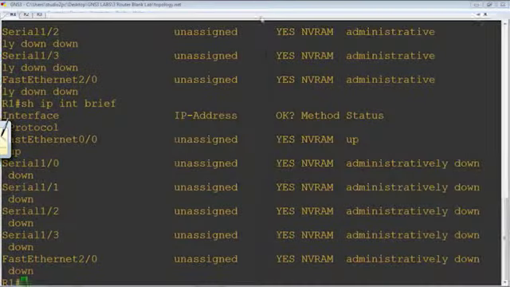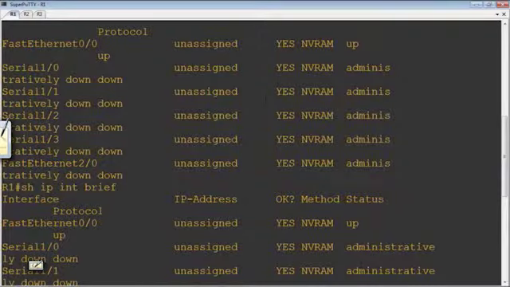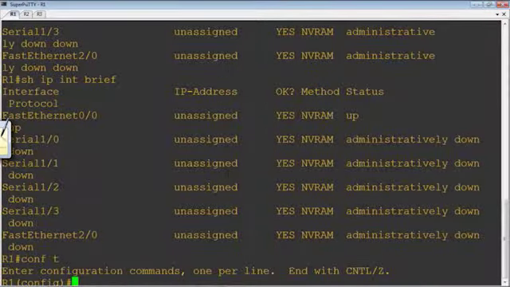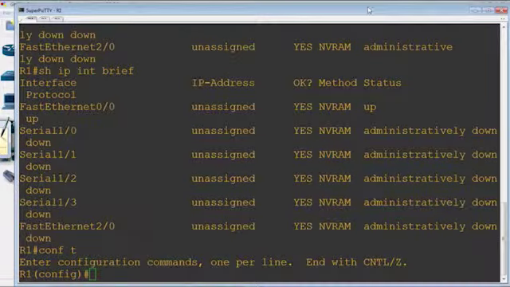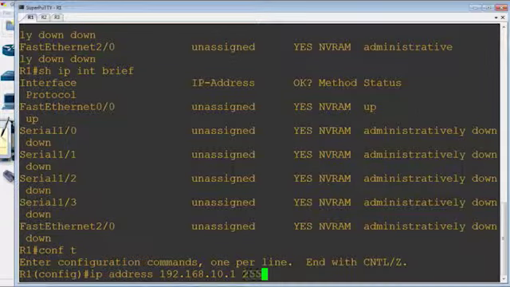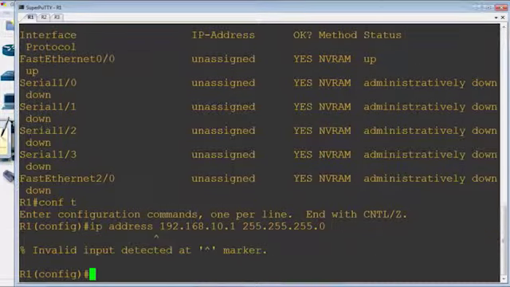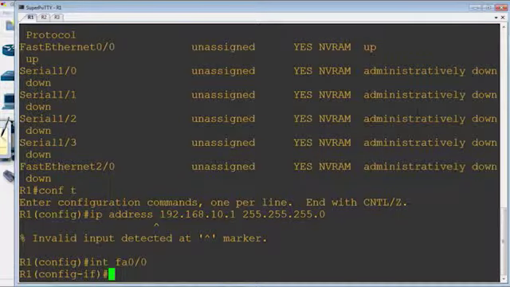So I'm going to go ahead and go to the interface that's up here, FA0/0, and configure that one. So hang on one second. And we'll do my IP address, 192.168.10.1, 255.255.255.0. Oh, didn't go into the interface. Thought I did. So I have to go into the interface first, right?